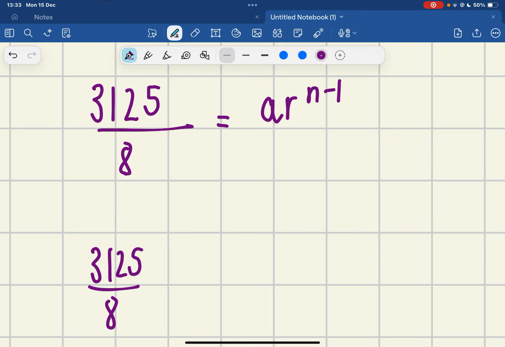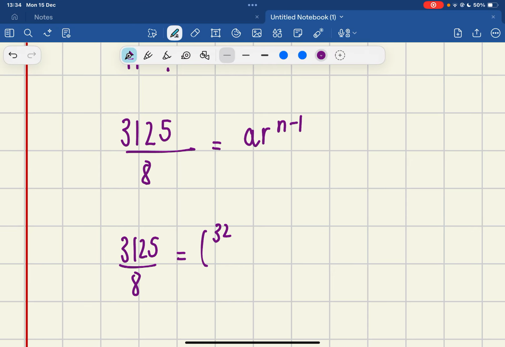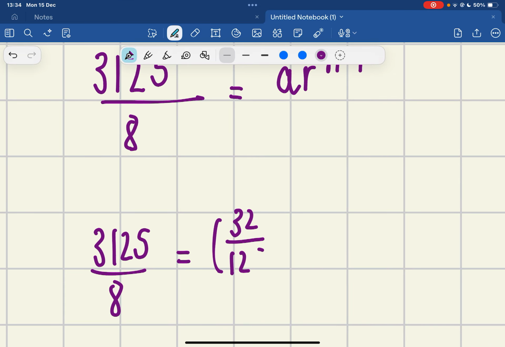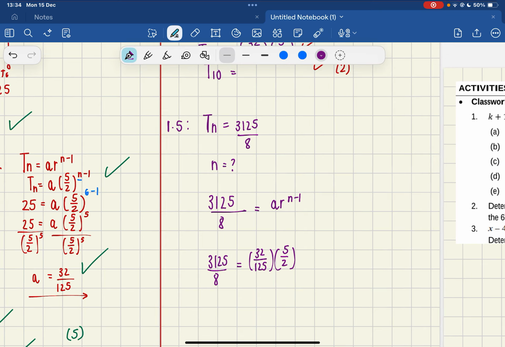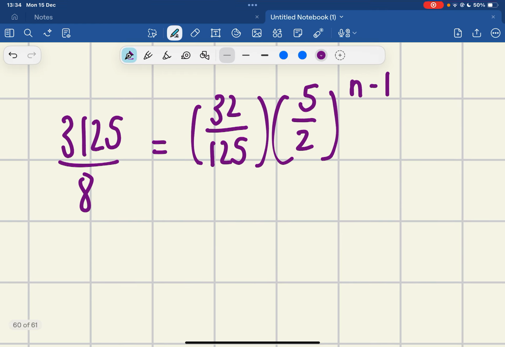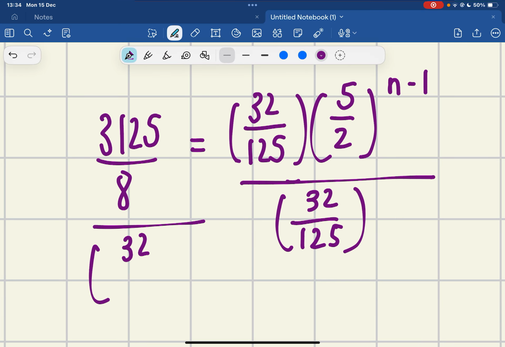3,125 over 8 is equal to A. What is our A value? Our A value, as we said, is 32 all over 125 multiplied by 5 over 2 to the power of n, which we don't know, minus 1. So in this case, what we would do is we would divide both sides by 32 over 125.